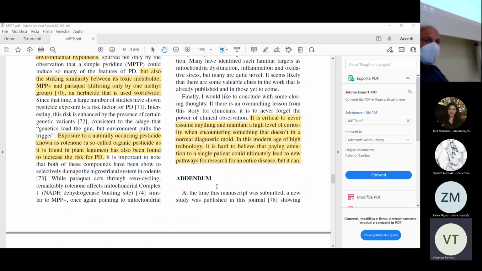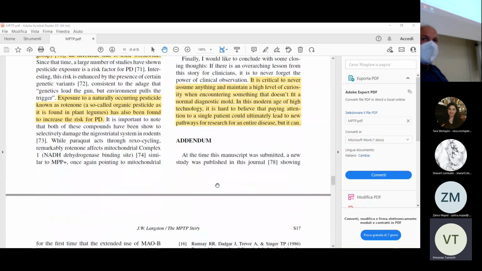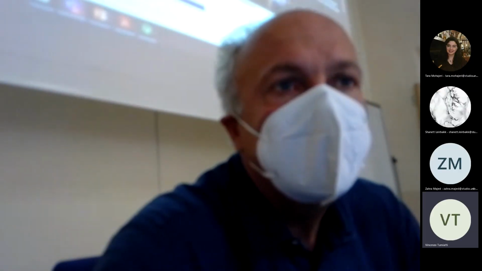I read this article just yesterday night, and it's very, very nice. Okay. Just to explain to you how it is possible to try new compounds by starting from clinical observations and from those students who died in the 70s. Okay. Once again, going back to our slides.